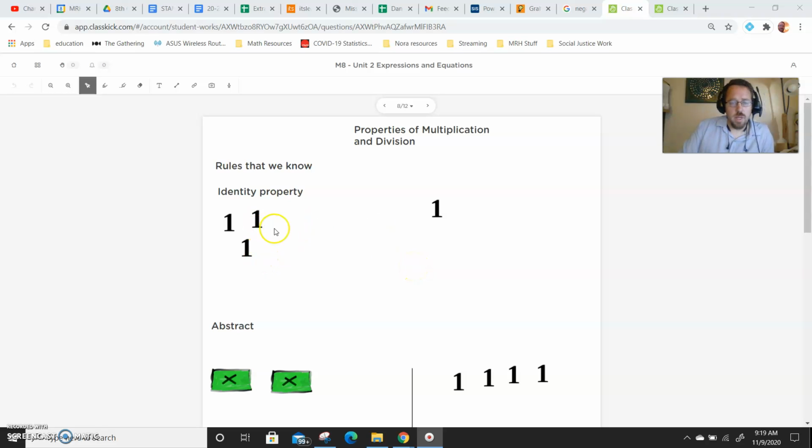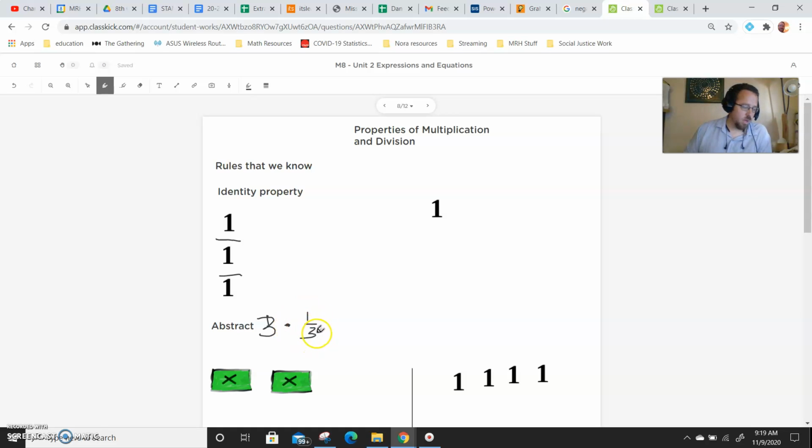So if I want to get the identity property with multiplication, right here I have 3 ones, so I'm going to do 3 times 1. If I want to create the identity property, I need to divide them into 3 equal groups. Okay. So the abstract of that would be 3 times 1/3. I put it into 3 equal groups. Okay. Over here, I'm going to have to draw a box.